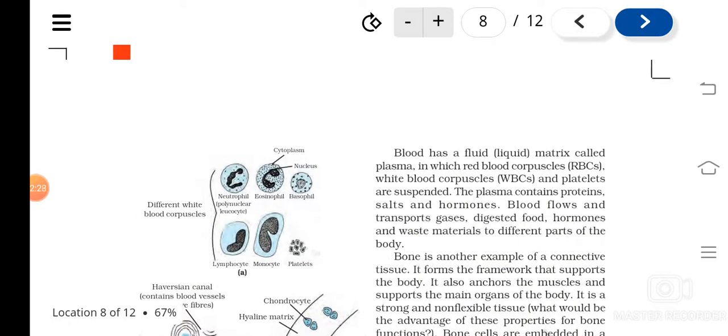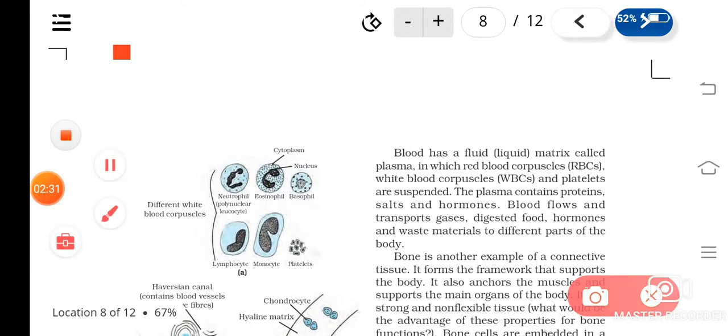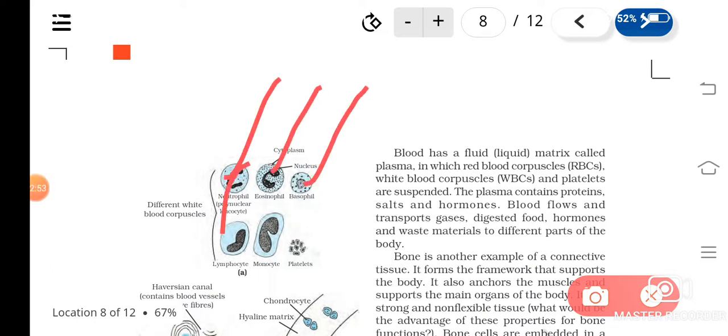And you can see the diagram is given here, of different types of WBCs. All these diagrams I hope you have drawn in your copy. You are supposed to draw all the diagrams of your NCERT book in your copy. So there are different kinds of WBCs like neutrophils, eosinophils, basophils, lymphocytes, and monocytes.